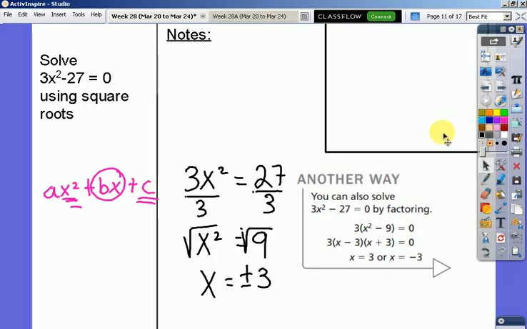Now, it just so happens on this one, because there's a GCF of 3, you can, if you want to, solve by factoring. It's just a couple more steps, right? Pull out your GCF, that's a perfect square, minus, plus, x equals 3, x equals negative 3. Either method will work. You just need to know that you can't always solve every problem by factoring. You can't always solve every problem by square roots. Sometimes it takes one or the other. Sometimes you can apply both.